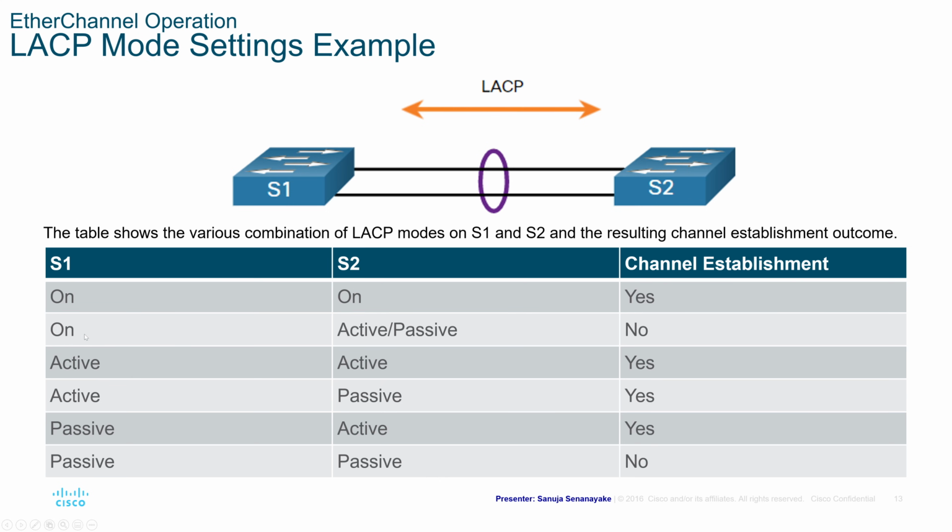When you have one side on, and the other one active or passive, it will not create that EtherChannel. If you have both sides active, it will create the EtherChannel. If you have one side active and the other side passive, it will create the EtherChannel. If you have one side passive and the other side active, it will create the EtherChannel. But if both sides are passive, it will not create the EtherChannel. So remember that in LACP, if both sides are on, it will establish the EtherChannel. If both sides are passive, it will not establish the EtherChannel. And you can pause this video here, just like you can on the PAgP example with the table, to understand how those different modes may have an impact on the establishment of that channel.